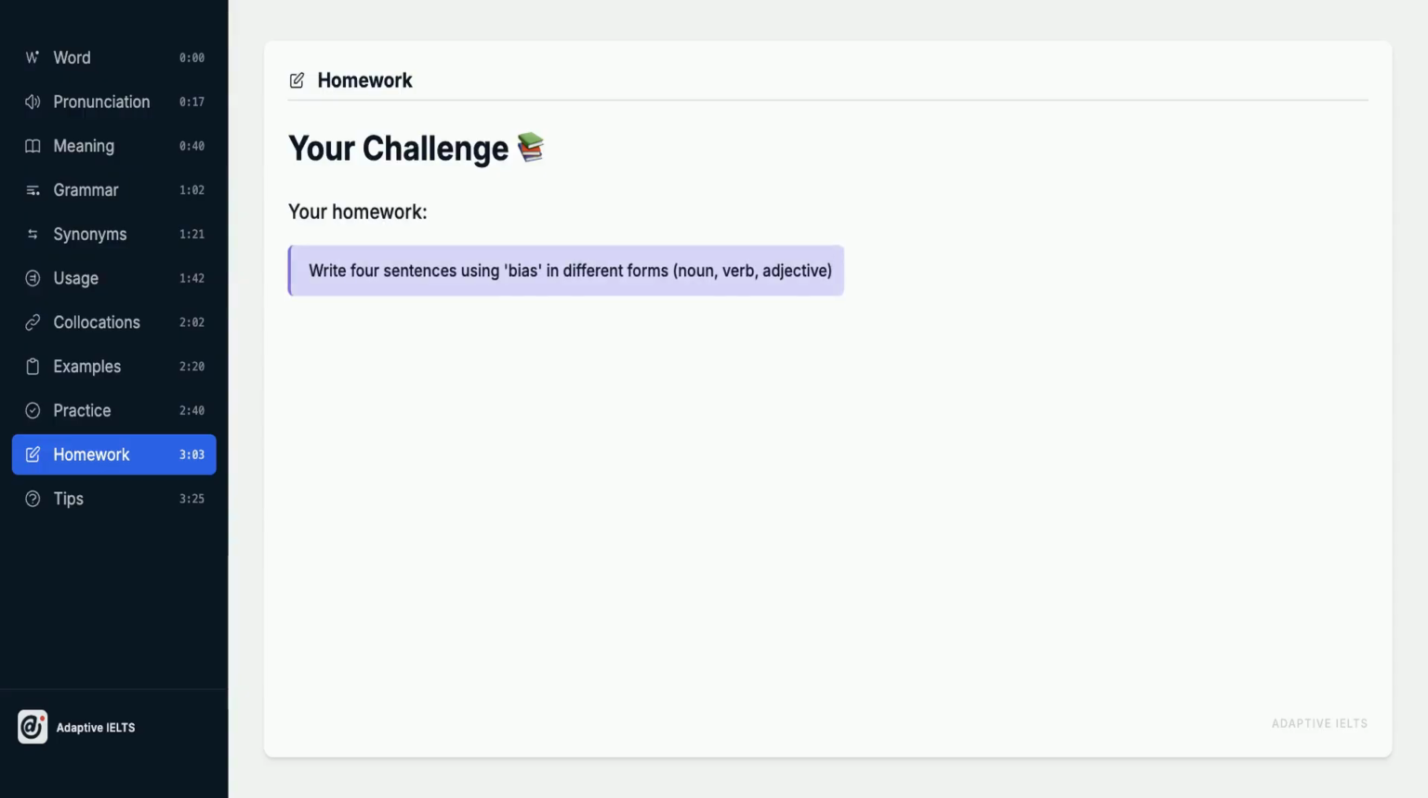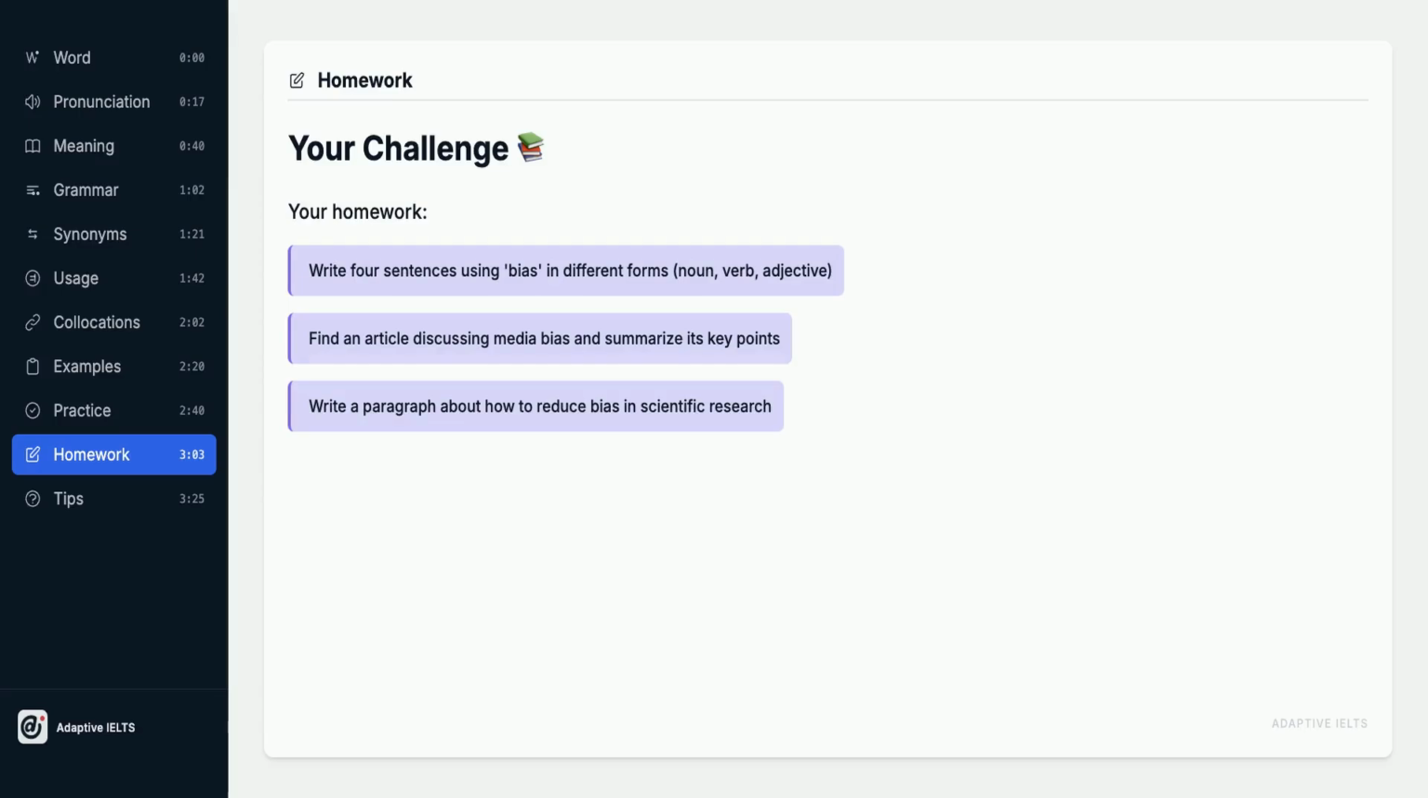Your homework. 1. Write 4 sentences using bias in different forms: noun, verb, adjective. 2. Find an article discussing media bias and summarize its key points. 3. Write a paragraph about how to reduce bias in scientific research. 4. Practice explaining the concept of unconscious bias.